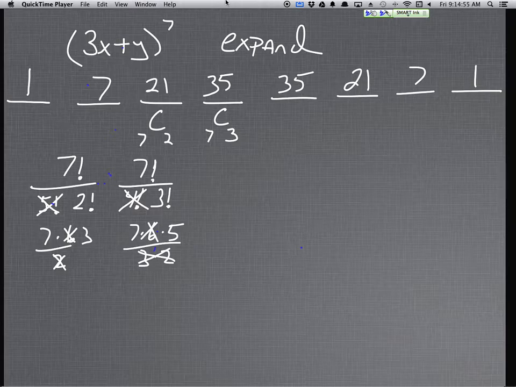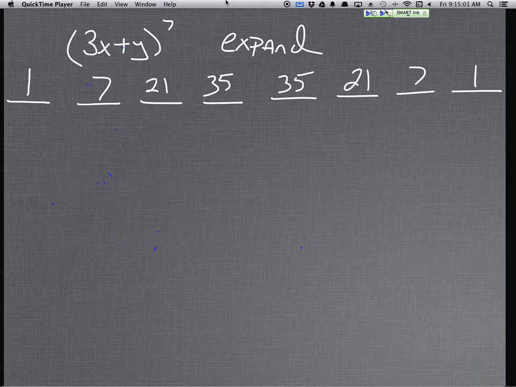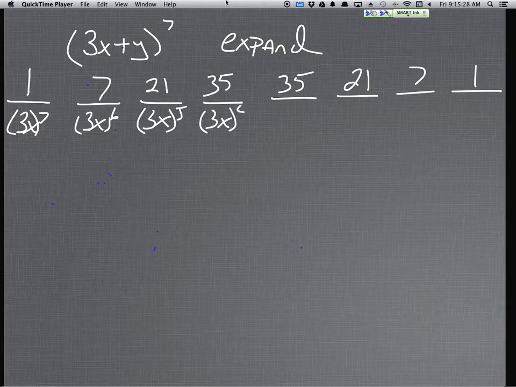Okay, so now we need to fill in the rest of it, and I'm going to take this one piece at a time. Let's just look at the 3x first. What does my 3x need to be right here with the 1? 3x to the 7th. I'm going to write it just below. The next one needs to be 3x to the 6th, and so on. So 3x to the 5th, 3x to the 4th, 3x cubed, 3x squared, and 3x.